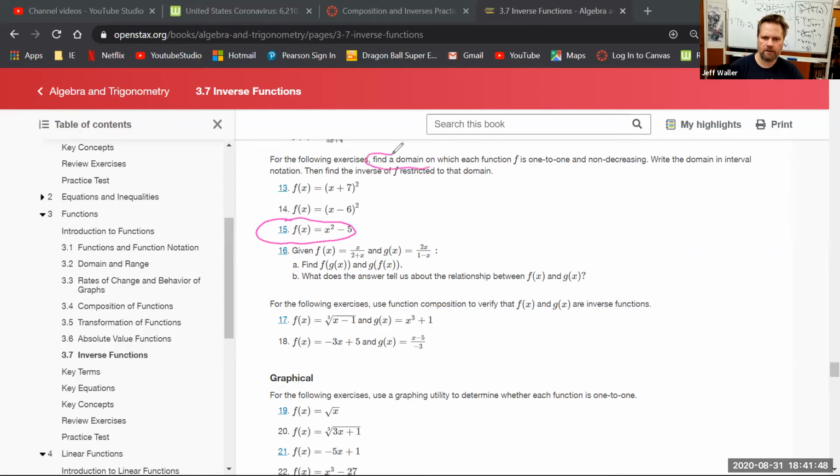Find a domain on which the function is one-to-one and non-decreasing. Can somebody very quickly tell me what this looks like, the function itself, if I graph it? Don't just say u. That's a little too quick. Maybe a little bit more description. Where will the vertex be for this? 0, 0. No, you got the negative 5, so it's going to be 0, -5. Yeah, -5.